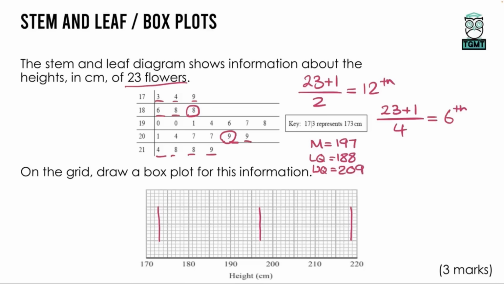So plotting those on, we have 188, which is 2 before 190, and we have the 209, which is 1 before 210, and then there we go, we can join this together, and that's what our box plot looks like. And there we go, there is drawing a box plot and using a stem and leaf to find different averages.